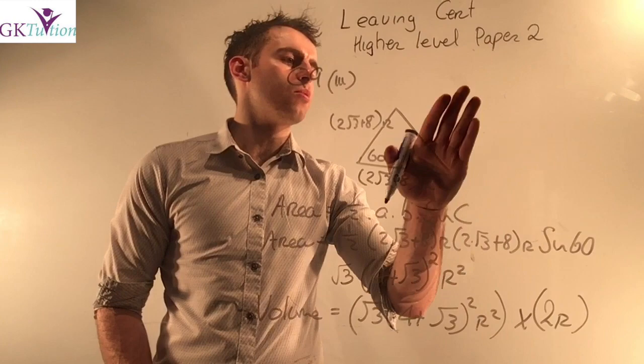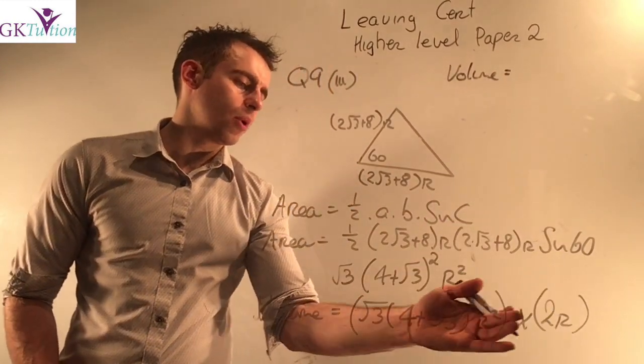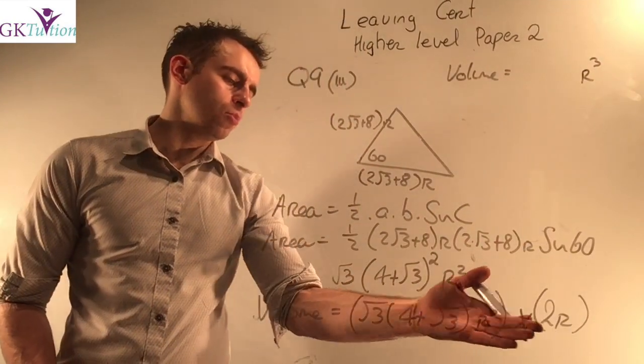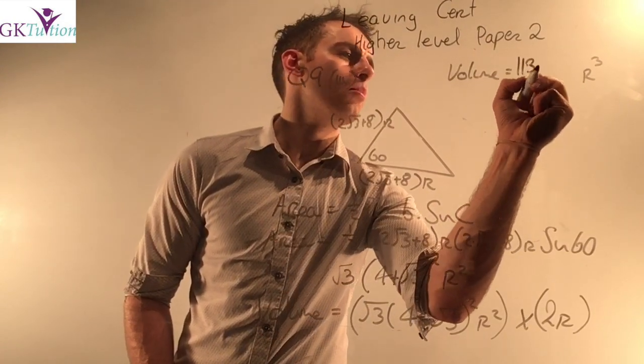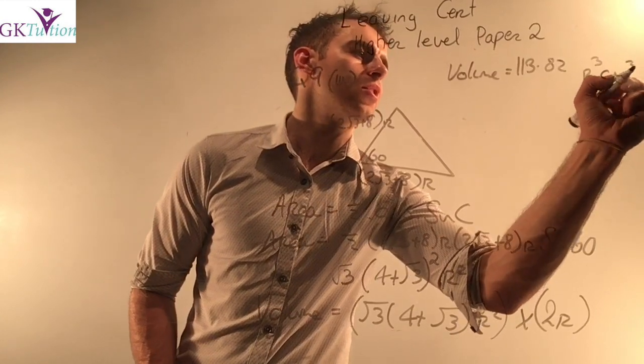Clearly now, we'll finish this one off up here. So the volume of this box, well, the r by the r squared is obviously going to just give you an r cubed. 2 multiplied by these numbers is going to give you 113.82 r cubed centimeters cubed.